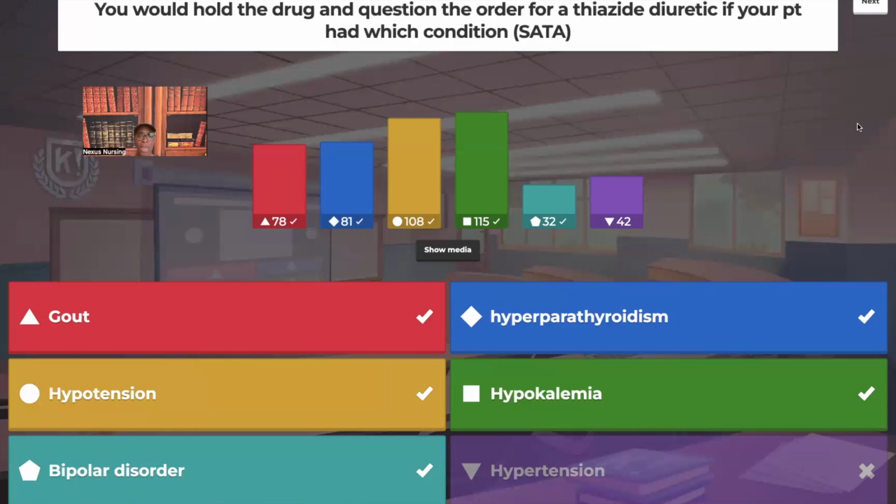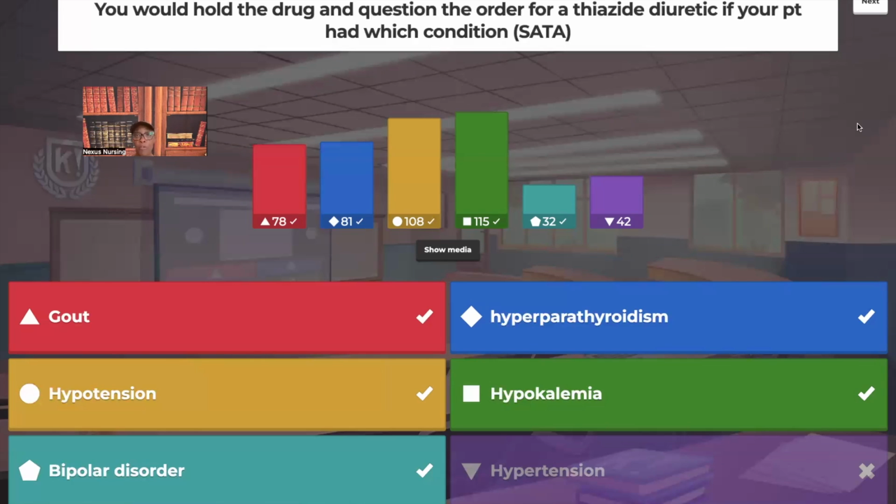Okay. And last, hypertension, that was not an answer because if the patient's hypertensive, that's why we're giving a thiazide diuretic. We're trying to get that blood pressure down. Now, don't get me wrong. Thiazide diuretics are not only given for hypertension because we also give them for heart failure and other conditions, but we're talking about blood pressure now.